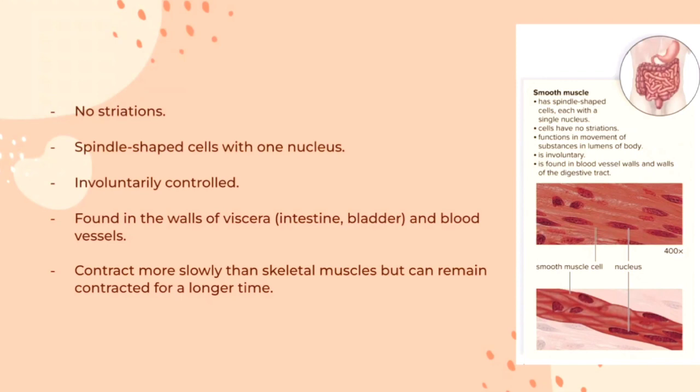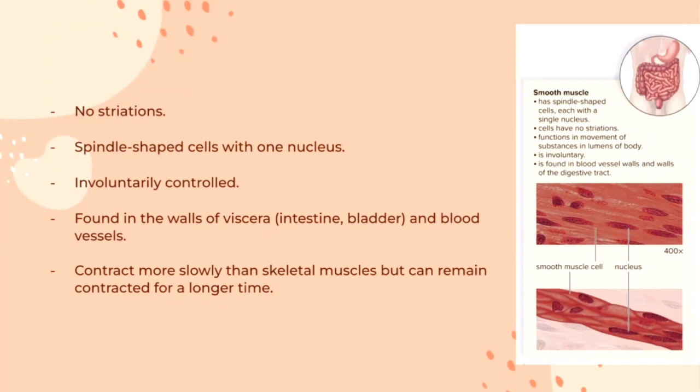As we said before, the skeletal muscle is voluntarily controlled because it's attached to the skeleton, so we are able to control the muscle. But on the other hand, the smooth muscle is involuntarily controlled because we can't control the movement or the acting of the smooth muscle due to its placement in the body.